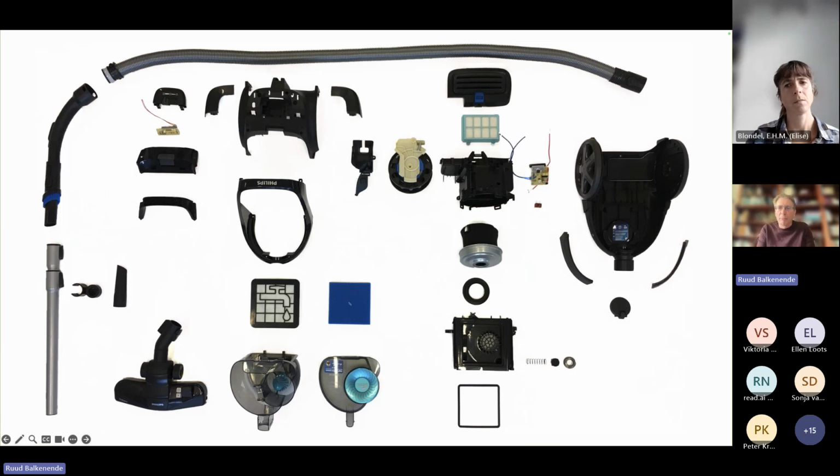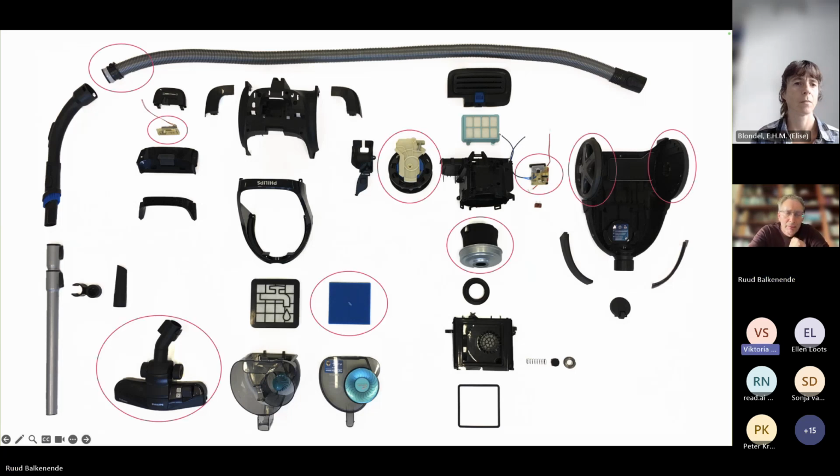We have seen the disassembly map. We have seen something about potential timings. Here you see the constituent parts of this vacuum cleaner, but not all parts are equal. We need to pay special attention to parts that have a high failure rate, are critical to deliver the function of the product, or might otherwise be of special concern. And those are the priority parts, which are here indicated with the red circles.